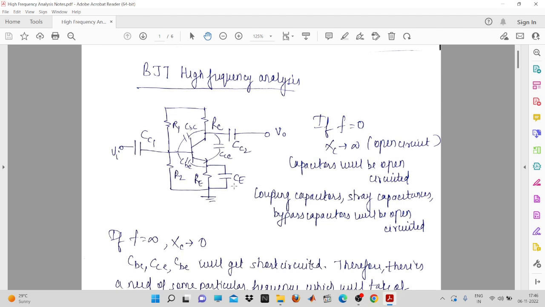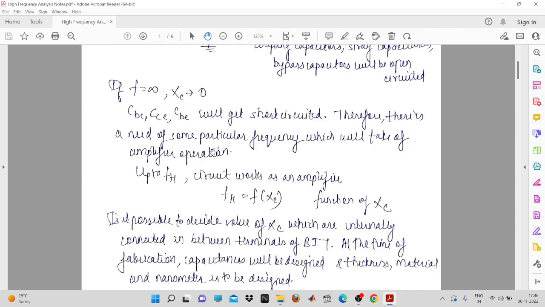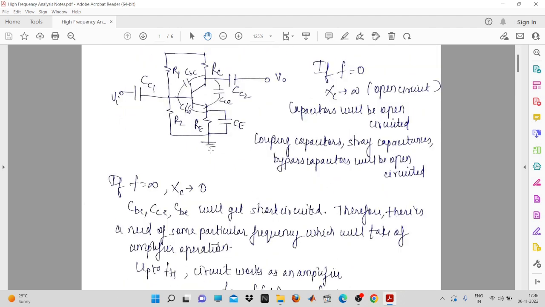So when you are operating at a very high frequency, all these capacitors will be short circuited, because at a high frequency Xc will be tending towards 0, so they will be acting as a short circuit. But at high frequency, the blocking capacitors and the bypass capacitors get short circuited, and the stray capacitances, or parasitic capacitances, will exist. So in that case, you will have to find the cutoff frequency.